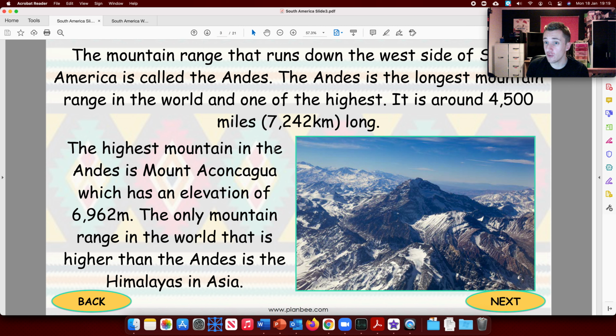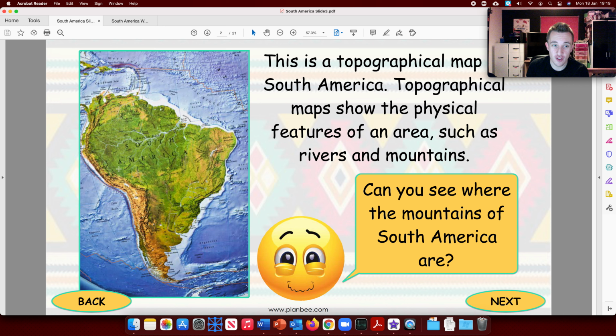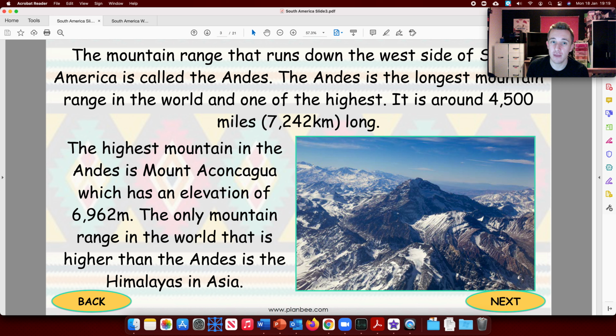So there's a mountain range that runs all the way down the spine of South America. Just to show you it again here. That's called the Andes Mountains. And it is the longest mountain range in the world and one of the highest. It's around 4,500 miles long.